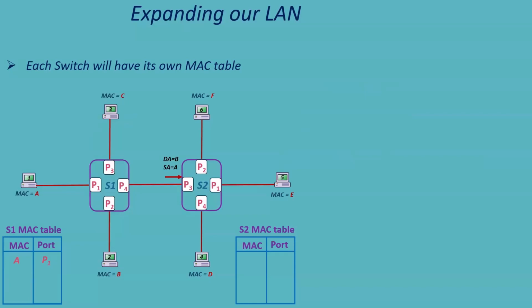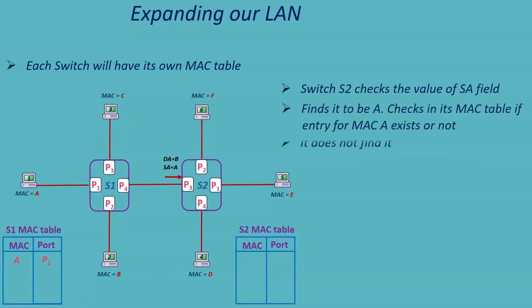The frame is received on port P3. So what does it do? Switch 2 doesn't care where the frame is coming from. It just checks the source address field. It finds it to be A. In its MAC table, it does not have an entry, so it makes an entry in the MAC table. Source address is equal to A, and the corresponding port is P3. So it makes an entry.